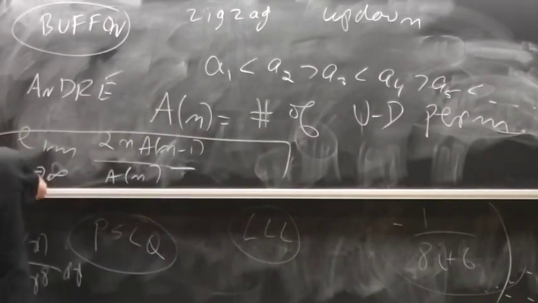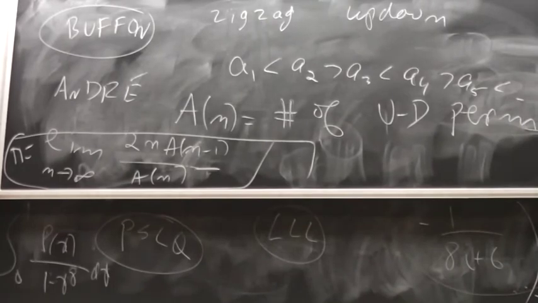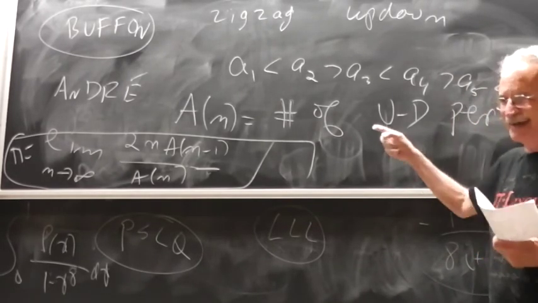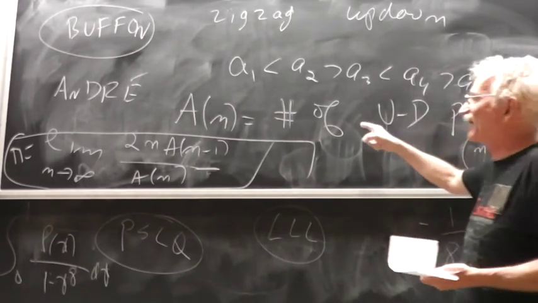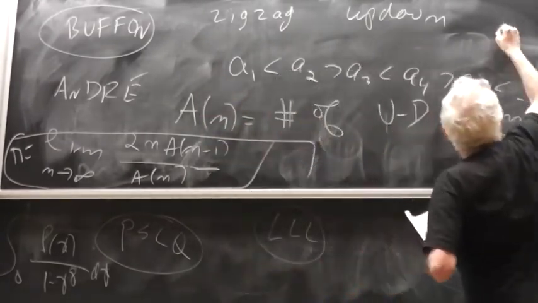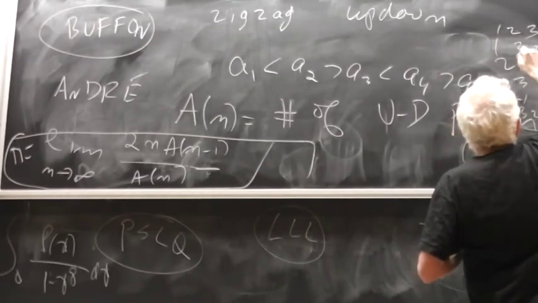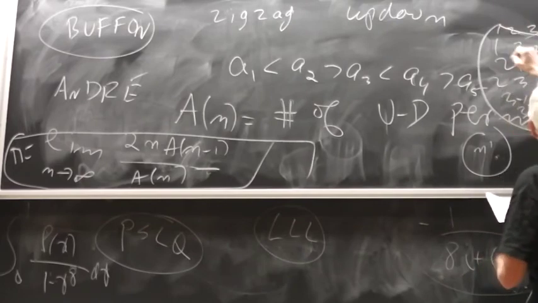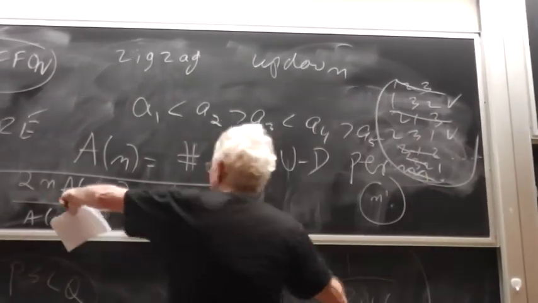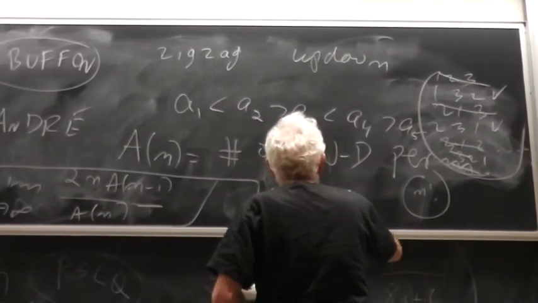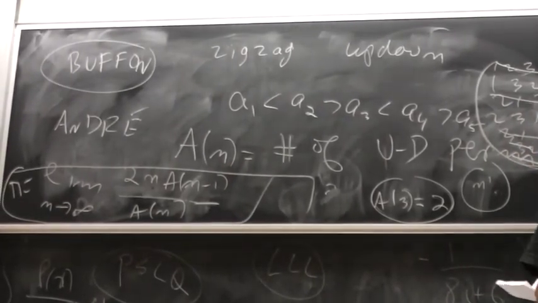So this is my favorite definition of pi. It's a combinatorial definition of pi. And if you want to compute pi very, very slowly, you first generate all the permutations of length n, n factorial of them. Then for each of them, you have a computer program that checks whether it's up-down. For example, 1 2 3, 1 3 2, 2 1 3, 2 3 1, 3 1 2, 3 2 1. This is not up-down. This is not. So you get 2, so you get A of 3 equals 2. And A of 2 equals 1.